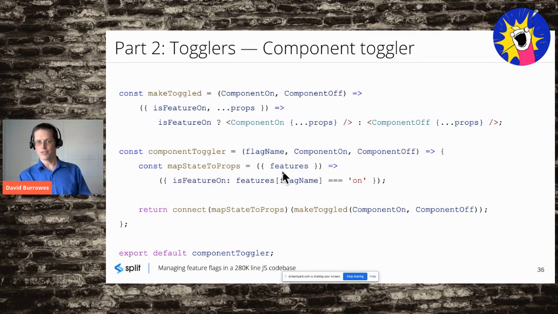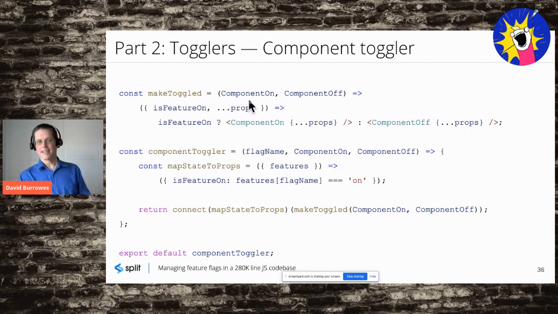It pulls the features, there are a set of feature flags, out of the Redux state, and sets up a property called isFeatureOn, which will be set to on or off based on the value of the feature. I then call connect, pass it mapStateToProps, as you normally would, and I call this other function, which returns a component. This function's up here.